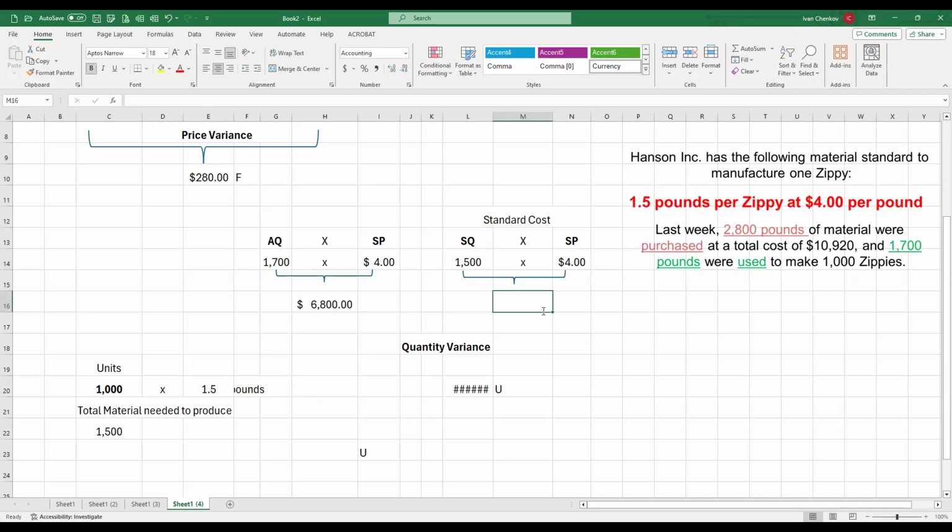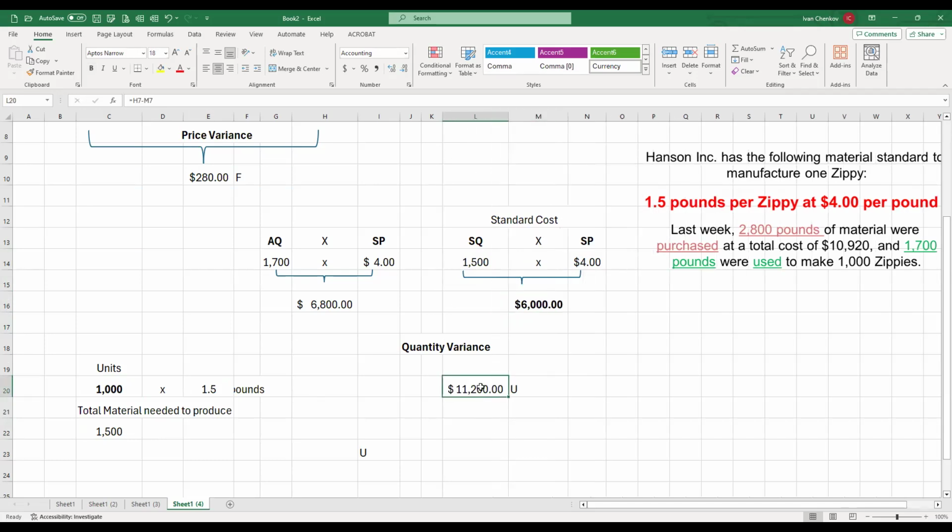Once we get this number, we can get the quantity variance, which in this case, let's see if this is correct. No, that's not the correct amount. That will be 800 unfavorable.